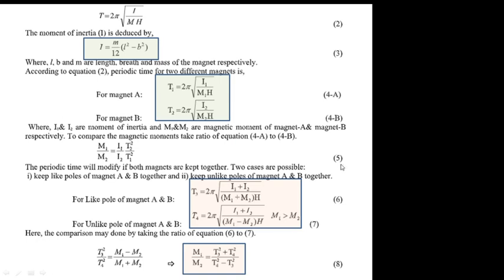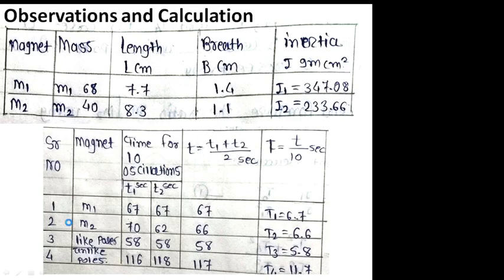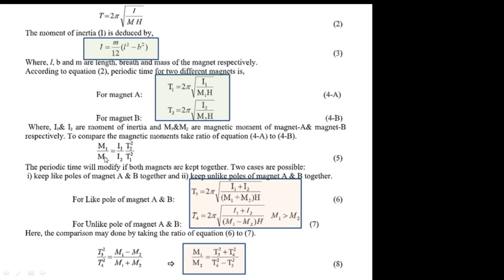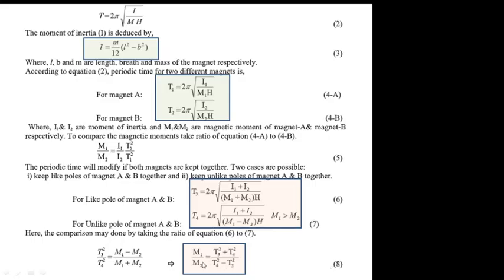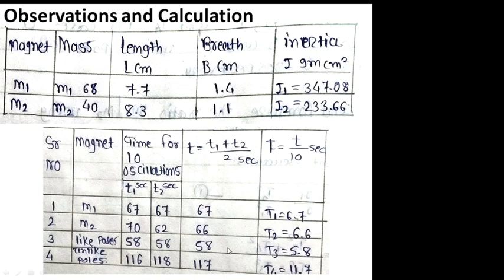Using this I will use equation 5. I will have a ratio of magnetic moments M1 upon M2 using the first individual case, that is observation table number 1 and 2. I can get the ratio of magnetic moments according to this equation, taking the inertia and the ratio of T1 square and T2 square. The second way, taking like and unlike poles together, I check the calculation of T3 and T4, and using equation number 8 I can again get the ratio of M1 upon M2. Naturally the M1 upon M2 ratio should come the same in both, whether I take them individually or together.